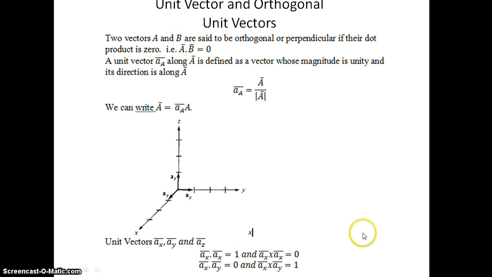Basically, the unit vector has a magnitude of unity and it is given by A vector divided by magnitude of A vector. And vectors are orthogonal if their dot product is equal to 0.